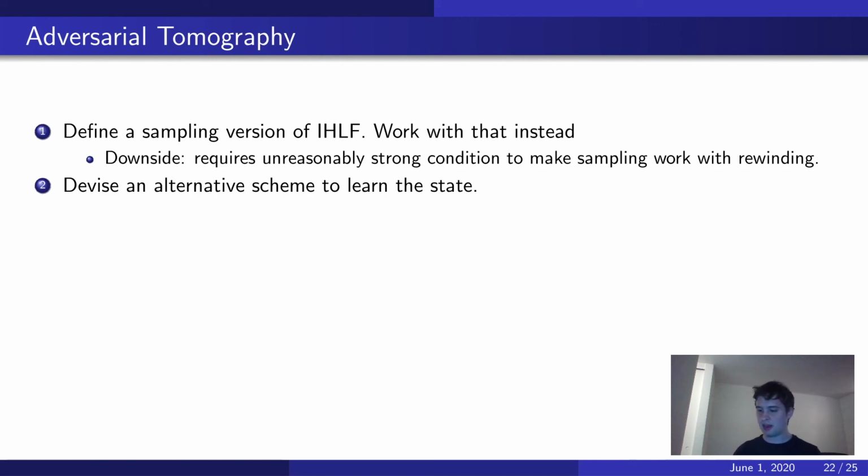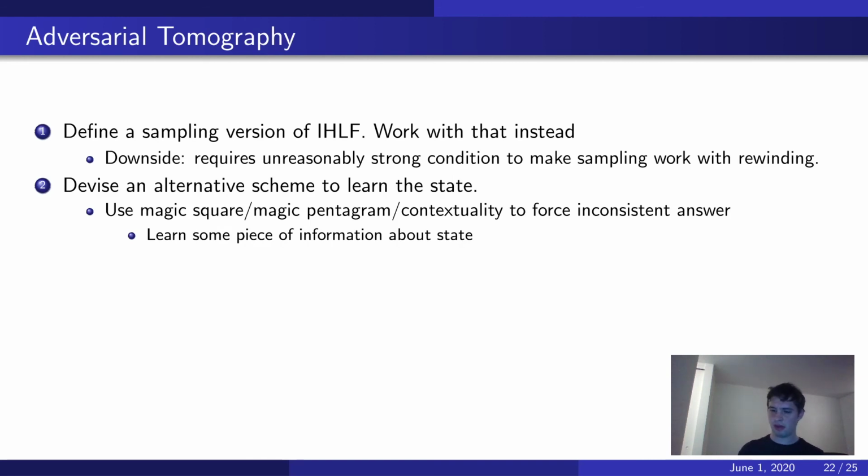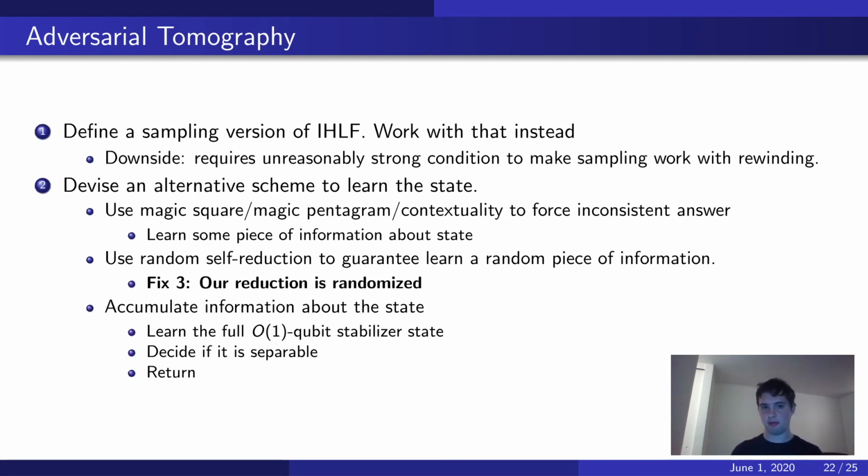So what we do instead is we come up with a different scheme. Basically, we use the magic square or magic pentagram, quantum contextuality ideas to force an inconsistent answer from the device. And that tells us a tiny bit about the state, really more about what the state is not than what it is. But then there's a randomized self-reduction we can do that guarantees we learn a random piece of information rather than a perhaps adversarially chosen piece of information. So the third kind of tweak we need to make to our theorem is that the reduction is randomized.